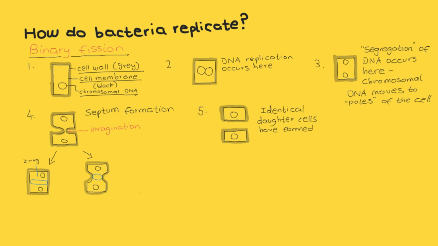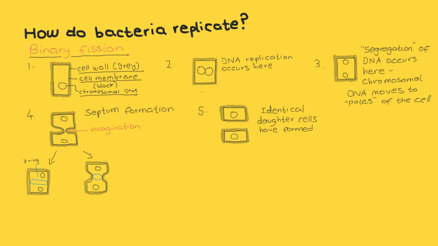You have the cell wall in grey highlight, you have the cell membrane, and you have one copy of chromosomal DNA. The first step in binary fission is DNA replication. So the chromosomal DNA is replicated first. And you can see here that we now have 2 copies of the original chromosomal DNA.